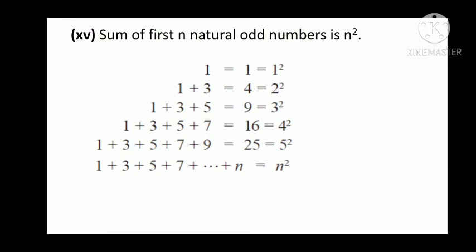If I am adding 4 consecutive natural odd numbers, then I will be getting 4 square, that is equal to 16. Same is the case with 5 square, that is equal to 25. If I will be adding 5 consecutive odd natural numbers, then I will be getting 5 square, that is equal to 25. Likewise, if I will keep on adding n natural odd numbers, then I will be getting the sum as n square.